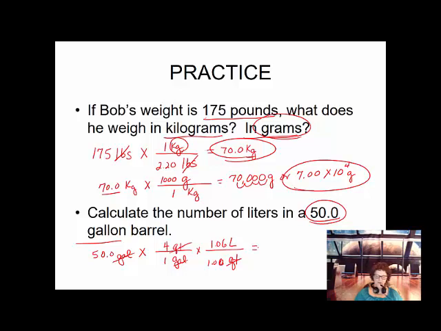Either way, we should get the same answer if we did it this way, or if we said 50 gallons times, gallons still on the bottom, 3.875 liters in 1 gallon. You should get 9 liters. Check that, because I might have been wrong on that, because those numbers are kind of close together. Like I say, I like that 3.875. It just stays with me.